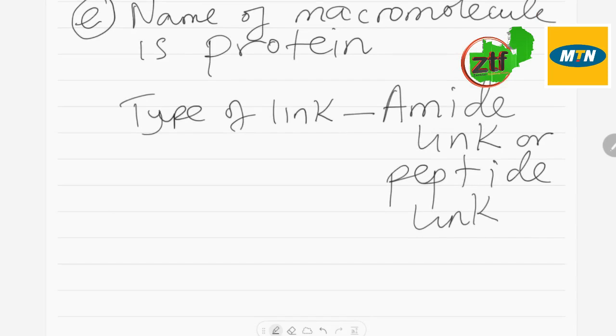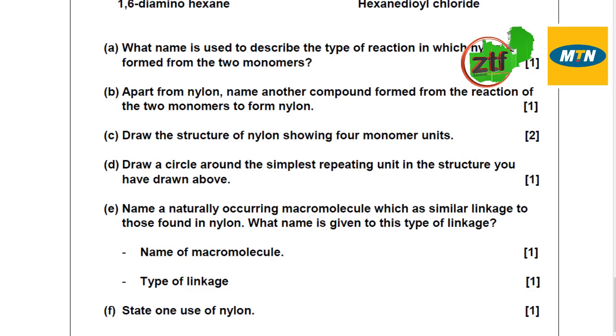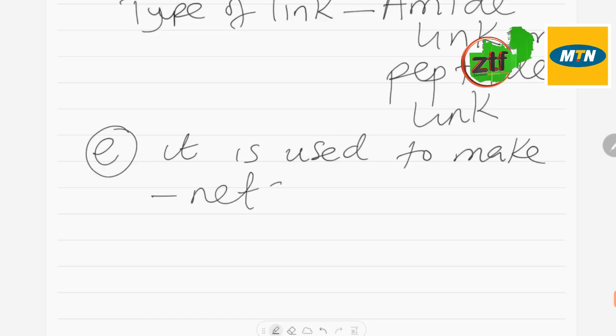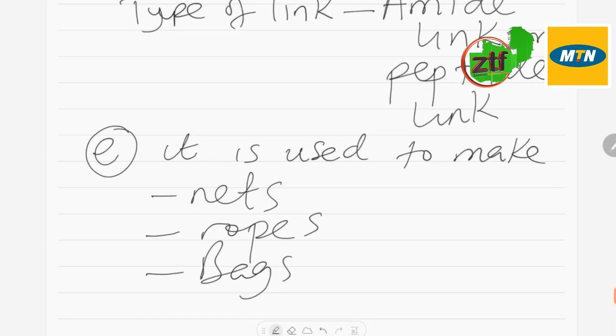We can now look at the last part of the question. State one use of nylon. So this nylon, there are a lot of uses, it can be used to make fishing nets, ropes, bags, and so on. You can pick any one of those.